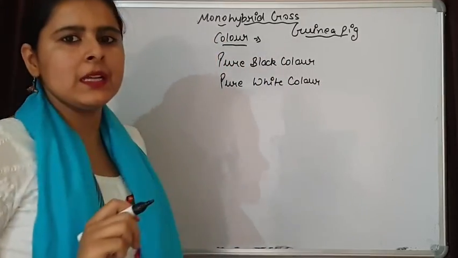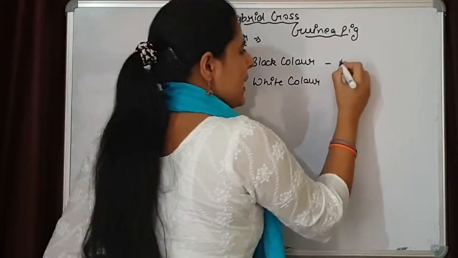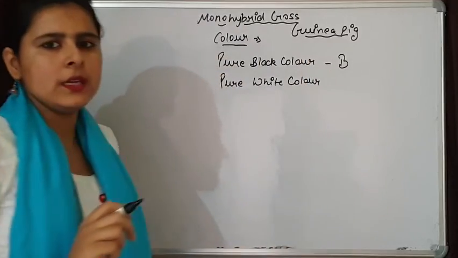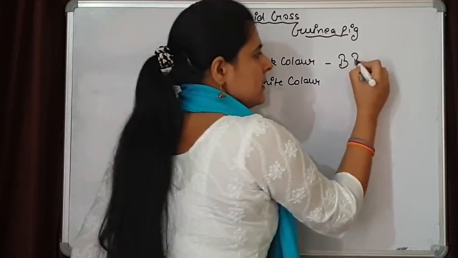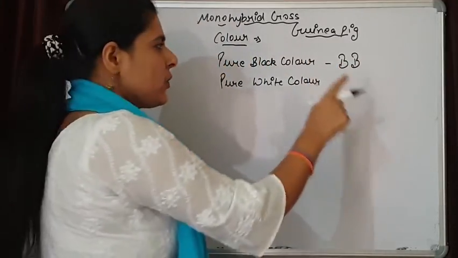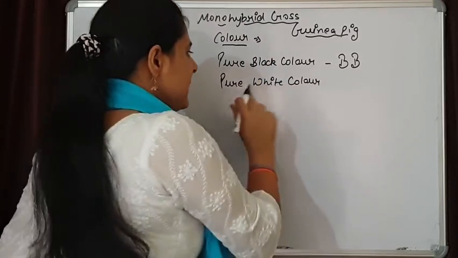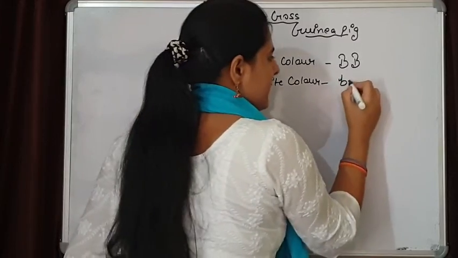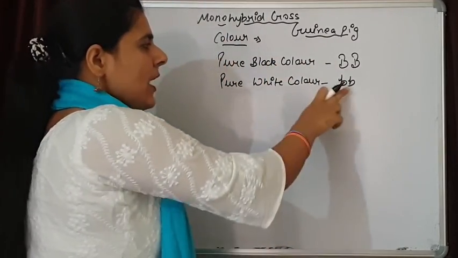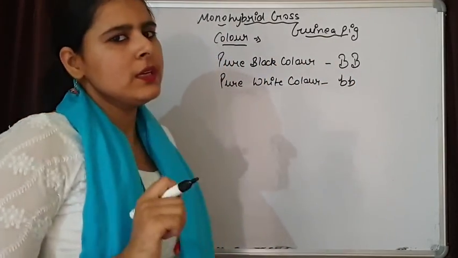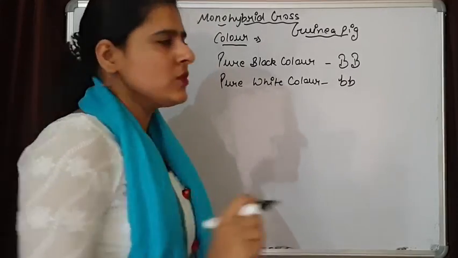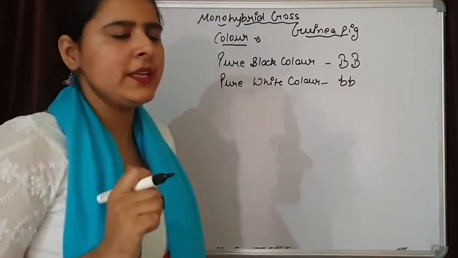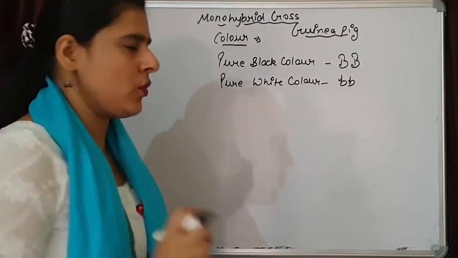The pure black color is a dominant character. That's why I am representing it with a capital alphabet. A pair of factors is going to control this character. Then pure white is a recessive character, a recessive trait. So I am expressing it with a small alphabet. So these are the starting material of our monohybrid cross.